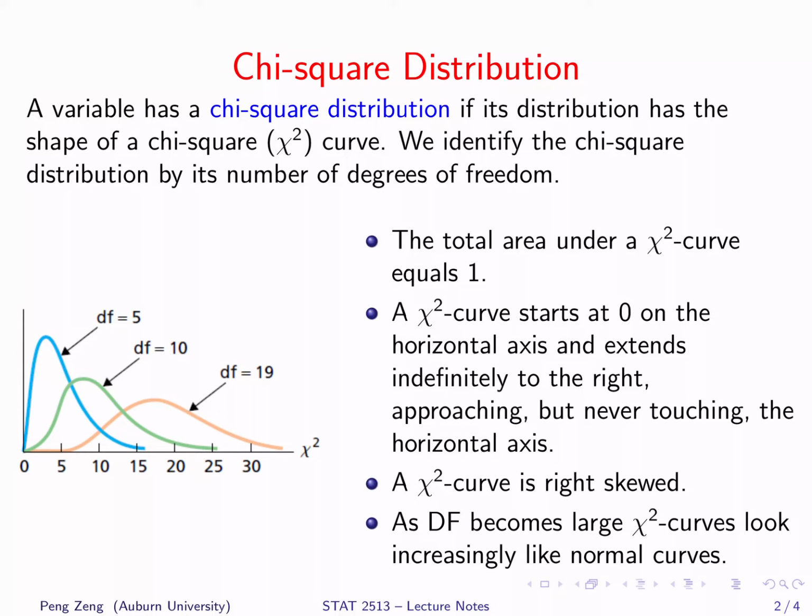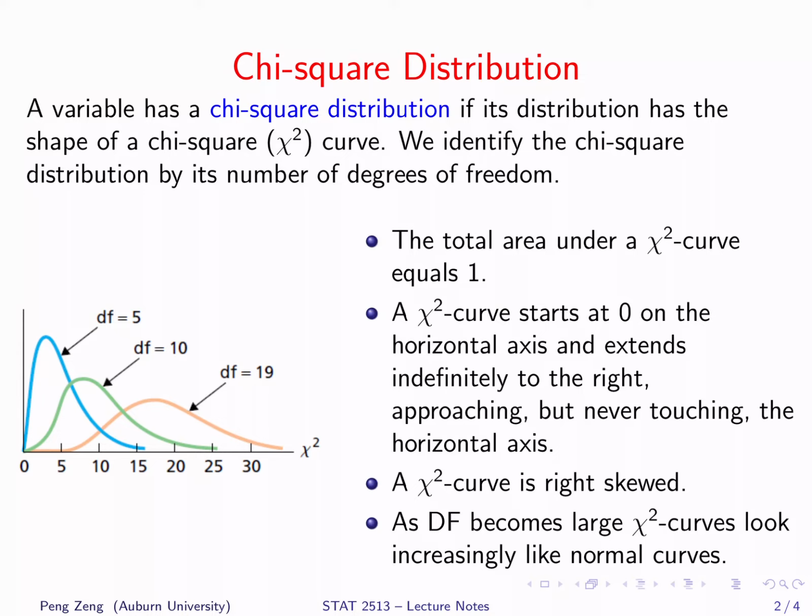The total area under a chi-square curve equals 1. This is essentially a property for all continuous distributions. A chi-square curve starts at 0 on the horizontal axis and extends indefinitely to the right, approaching but never touching the horizontal axis. A chi-square curve is right-skewed.